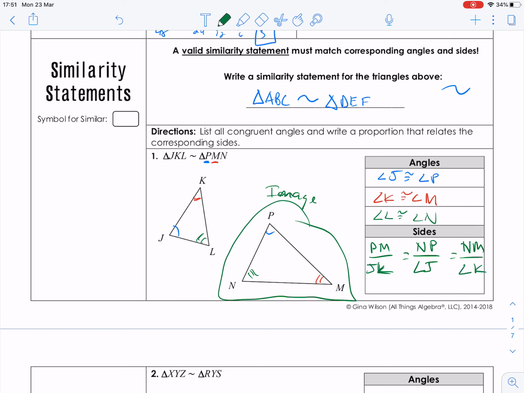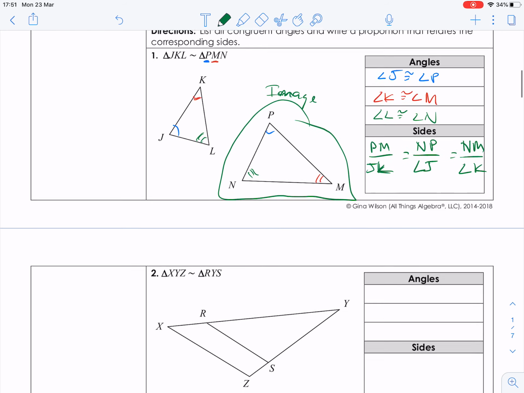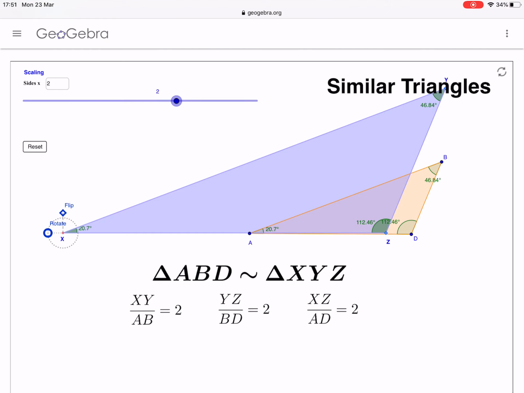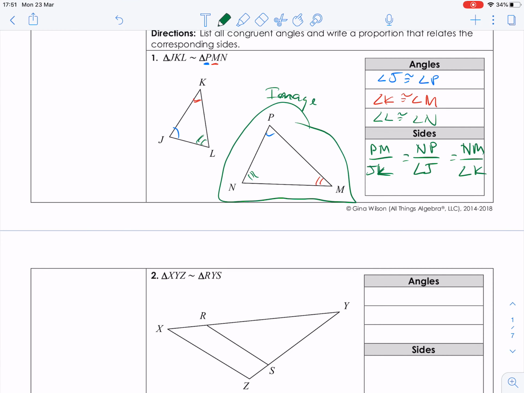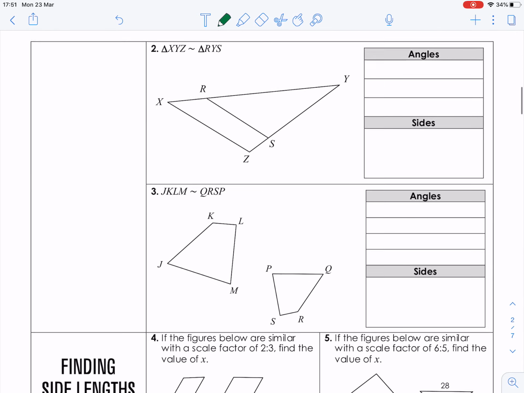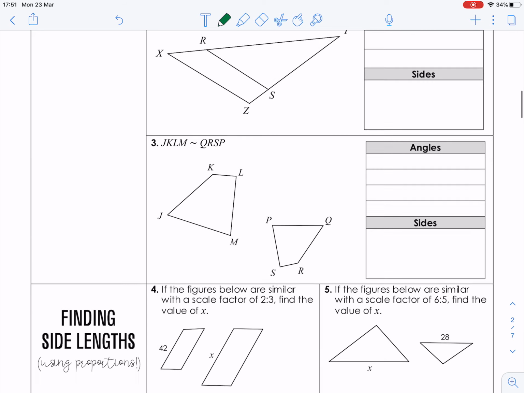Remember last time we got a scale factor of, depending on what direction we went, 1.5 and then 0.6 if we went the other direction. In our example here, we got 2. So see the proportions? 2, 2, 2 should be the same if they are similar. Okay? So number 2, same idea. Number 3, same idea. Number 4, here we go.